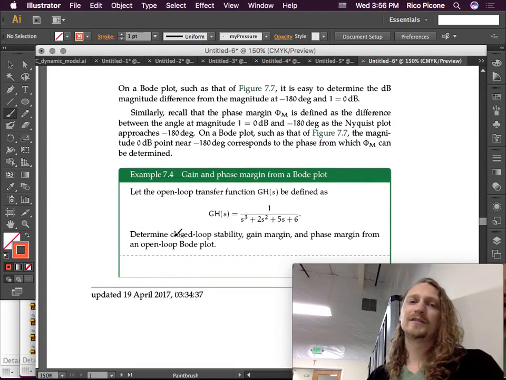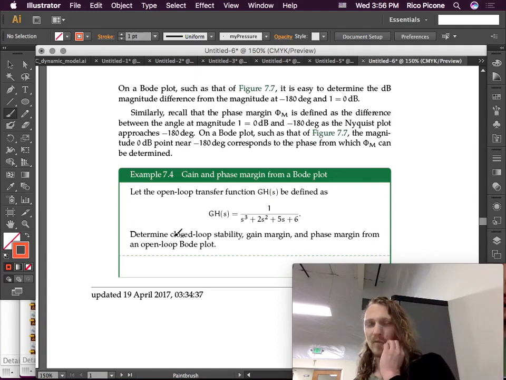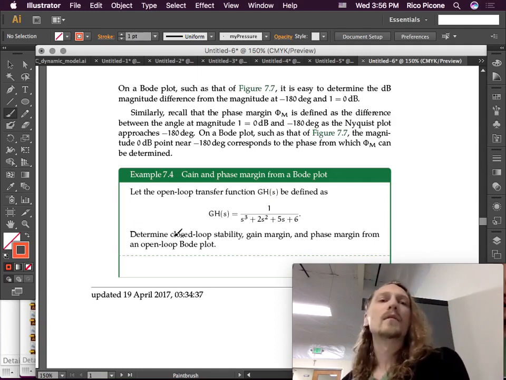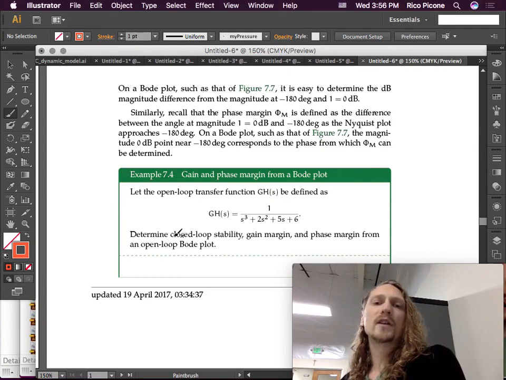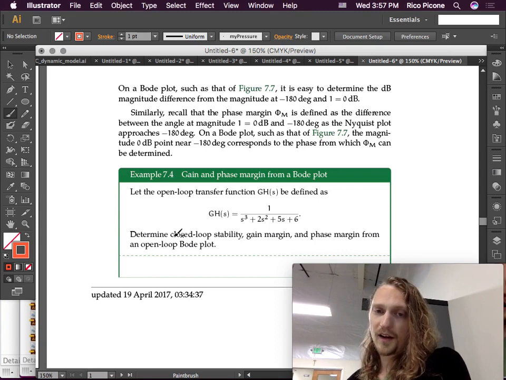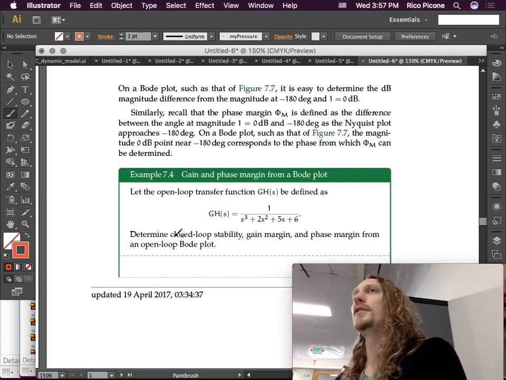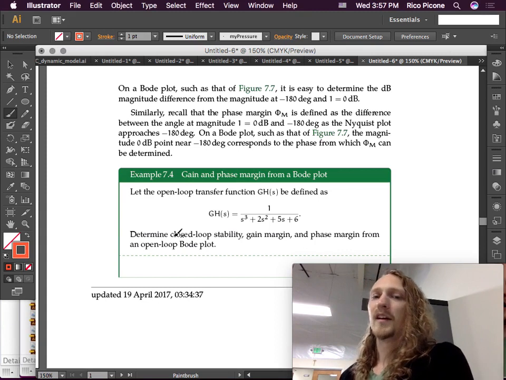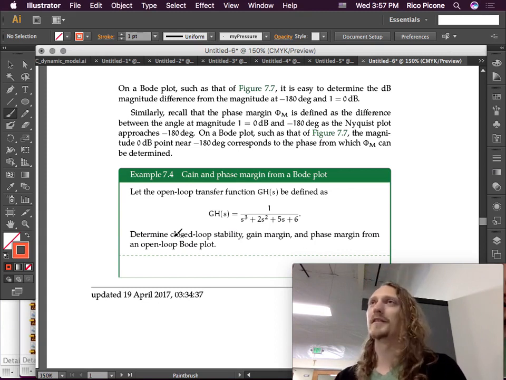Okay. So let's do an example. Gain and phase margin from a Bode plot. Let the open loop transfer function GH of s be defined as follows. So we've got third order, no zeros. Determine the closed loop stability, gain margin, and phase margin from the open loop Bode plot. Okay. We probably should check the Nyquist. So let's go to MATLAB and play around, shall we?